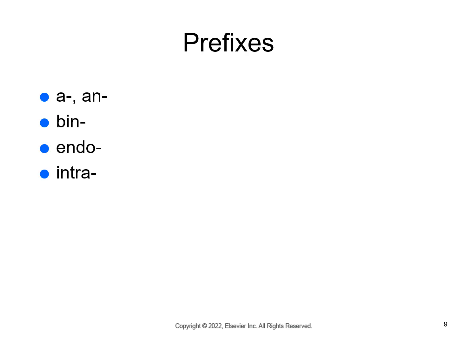In prefixes, we have some that we've seen before. A and an mean the absence of or without. Ad, I believe, is a new one. It means to. Endo means within, and intra also means within.